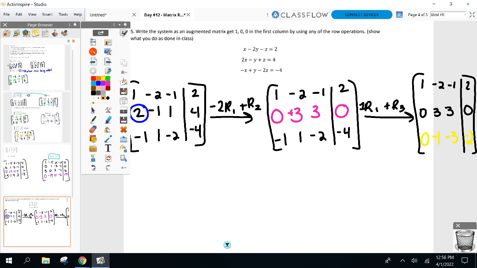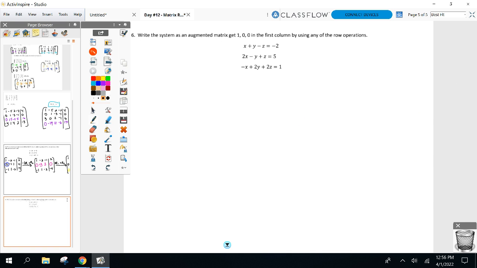Okay, last one. Same thing. I still want 1, 0, 0 in the first column from it. And I regret putting it this way, but it is what it is. So go ahead, build your matrix.